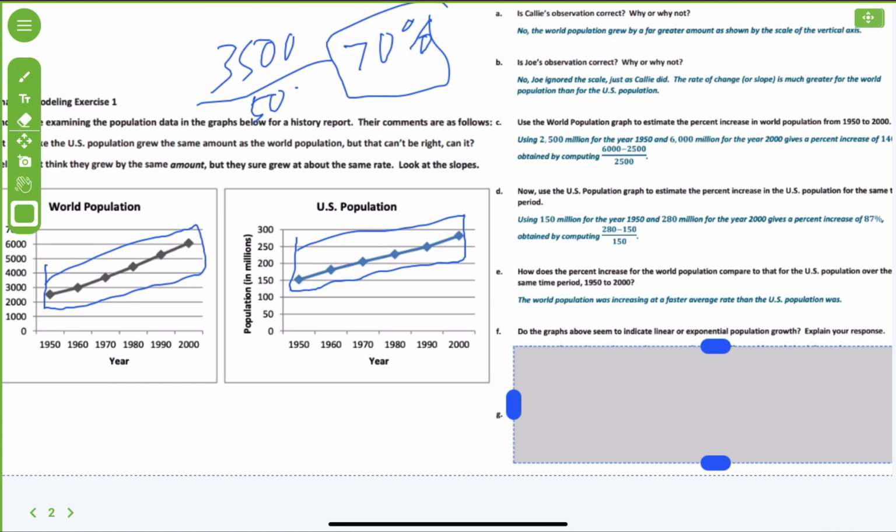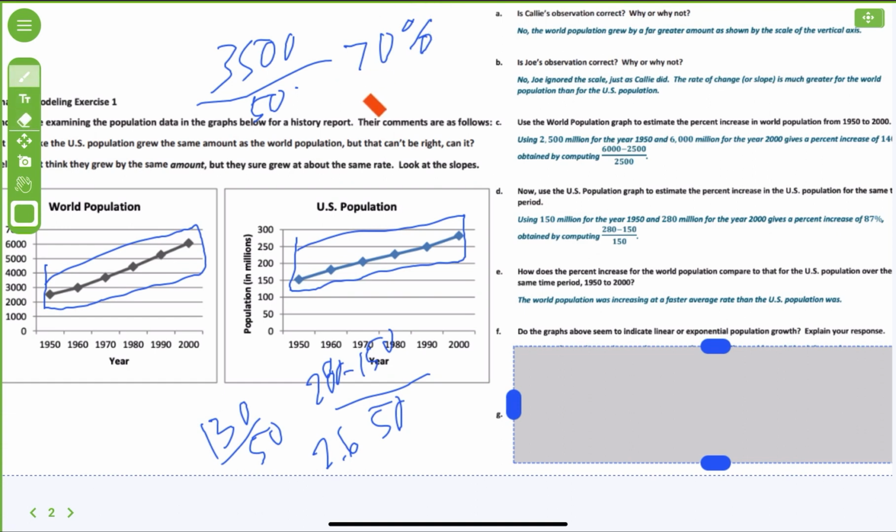And the U.S. would probably be, let's look at it over a 50-year period, 150 to 280. So 280 minus 150 would be about 130 over 50. So that's going to be about 2.6. Okay. So when you're looking at it like this, they're growing by about, not 70%, that should actually be about 70 million per year, whereas the United States is only growing at 2.6 million per year.